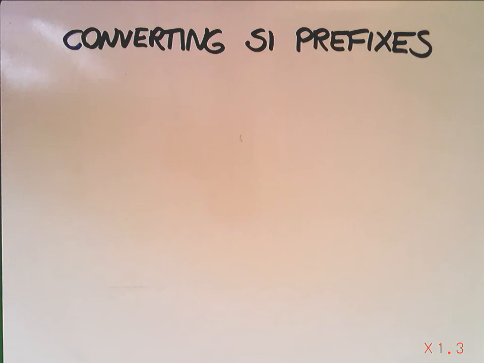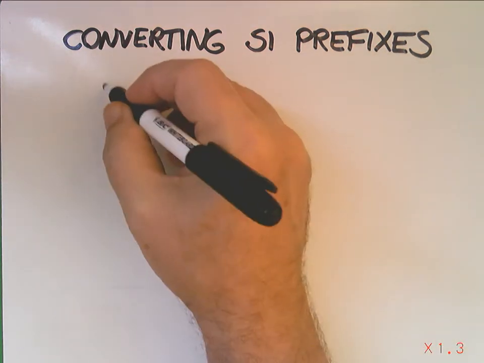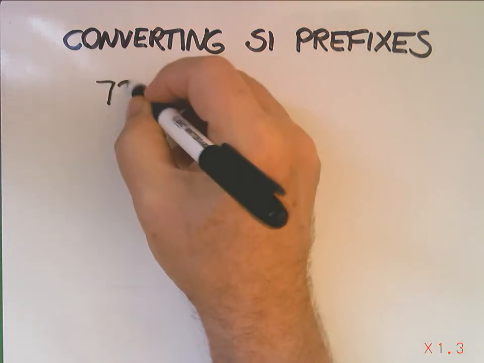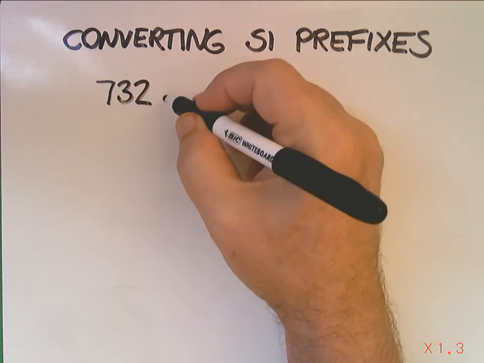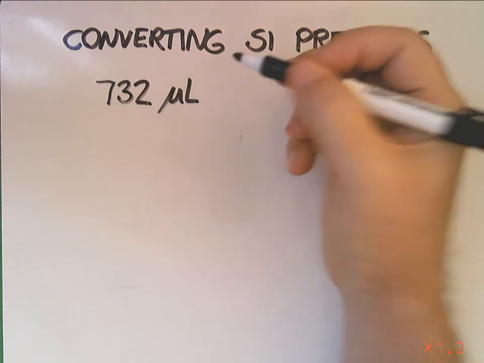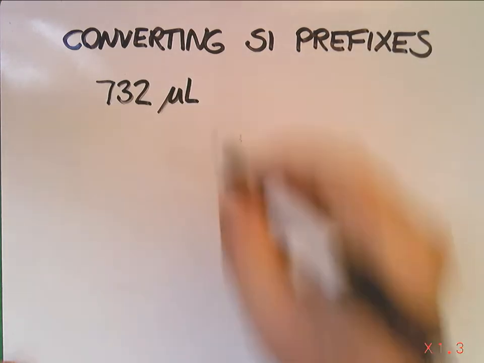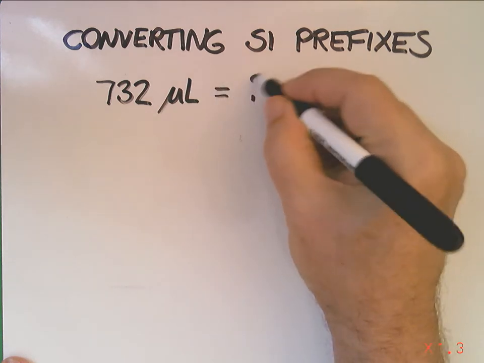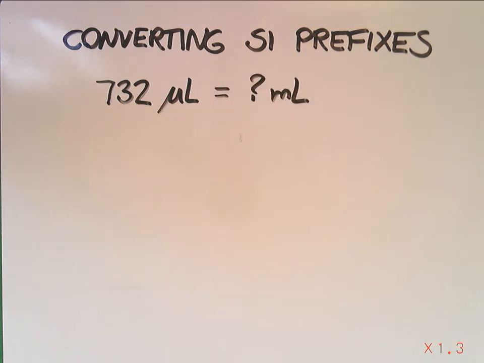Now we often have to relate measurements that are written with different prefixes. For example, if I look at the barrel of a micropipetter and I read the volume that the micropipetter is delivering, it may be 732 microliters. And I may need to express that in milliliters instead. How do I do that?